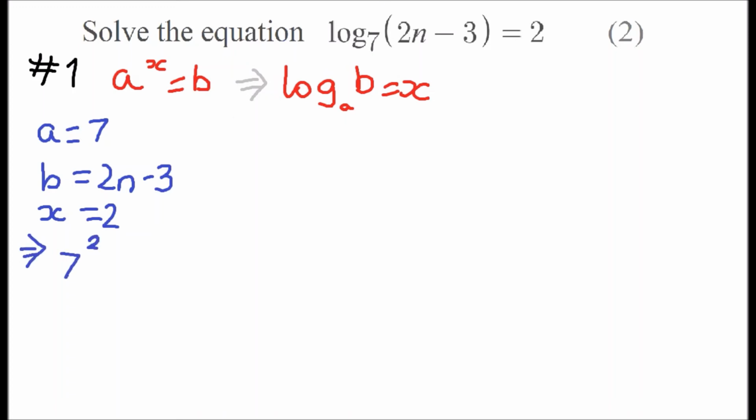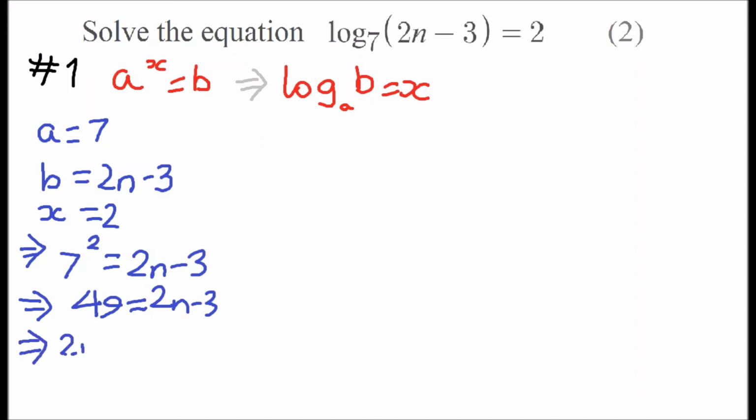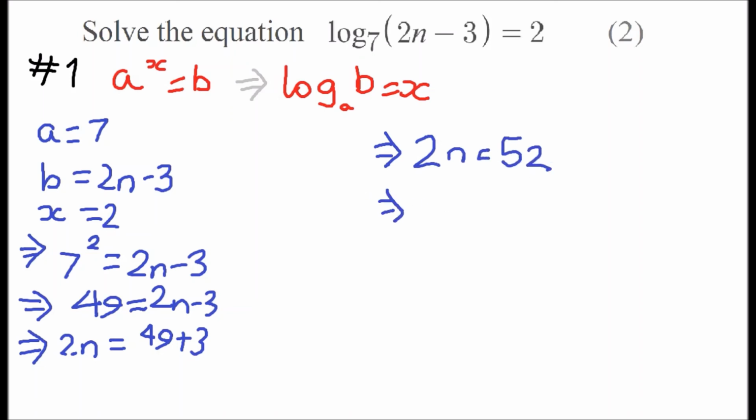So 7 to the power of 2 is 2n minus 3, and we get 49 is 2n minus 3. So now we're going to move the 3 and get 2n equals 49 plus 3, which means that 2n is just 52 and n is 26, which is the final answer.